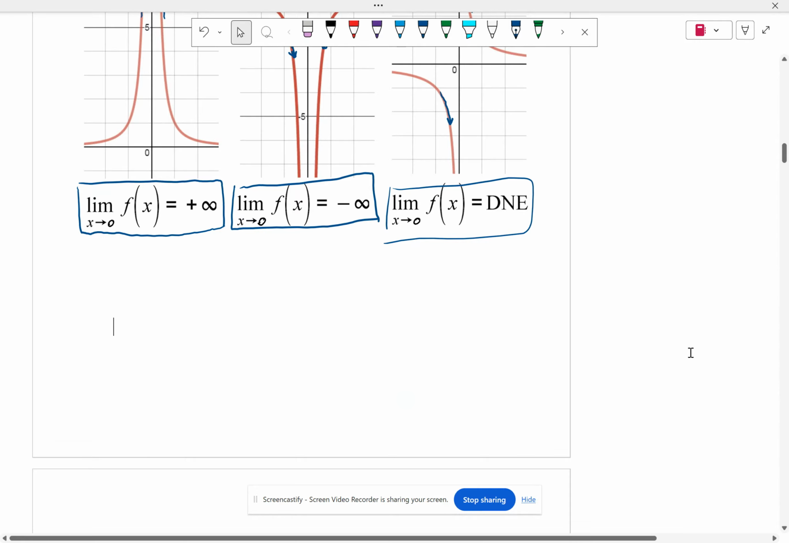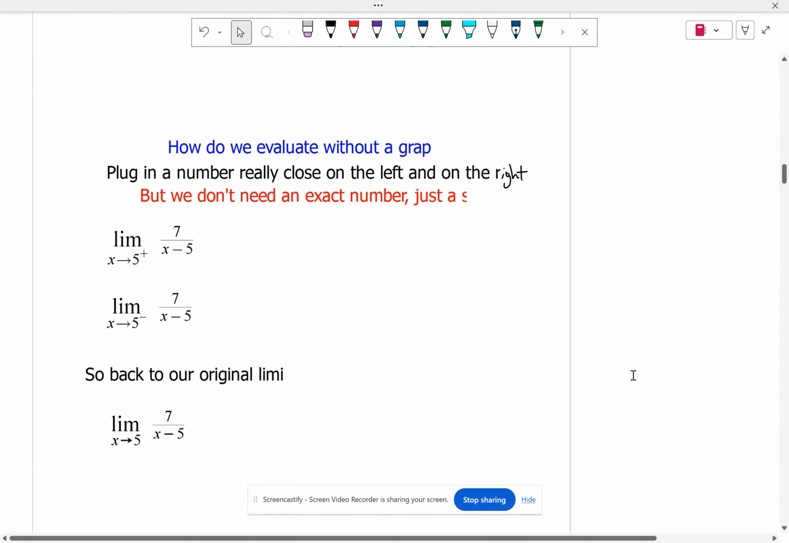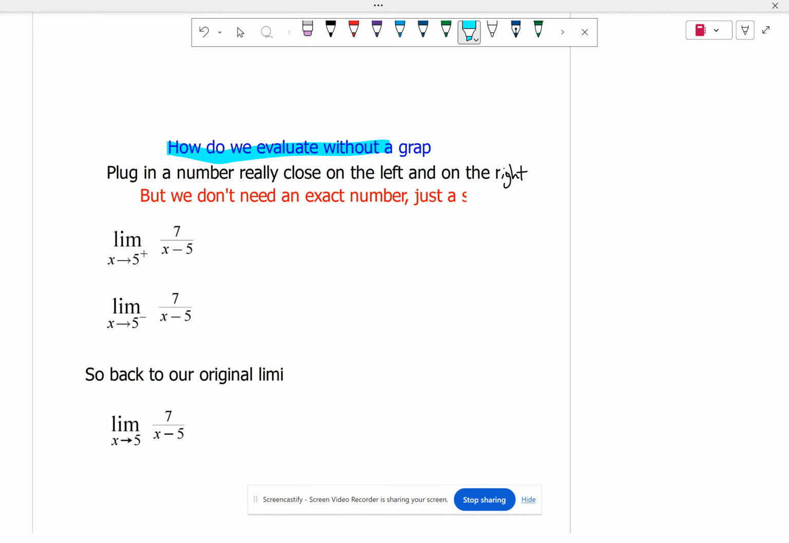But then the question is, how can we figure this out without a graph? How do we evaluate without a graph? What we're going to do is plug in a number really close to the left and to the right of the limit. We don't need the exact number, but I just need a sign. And I'll explain why in a second.